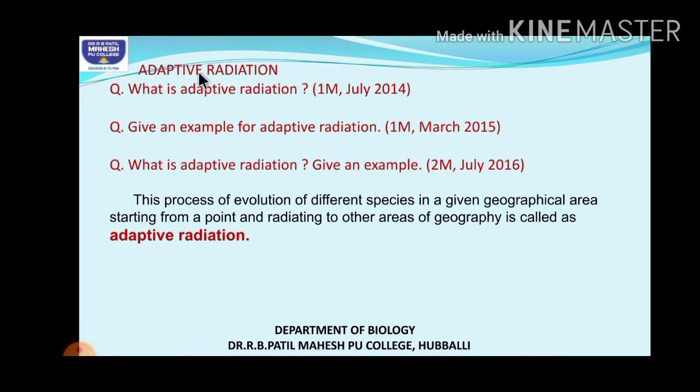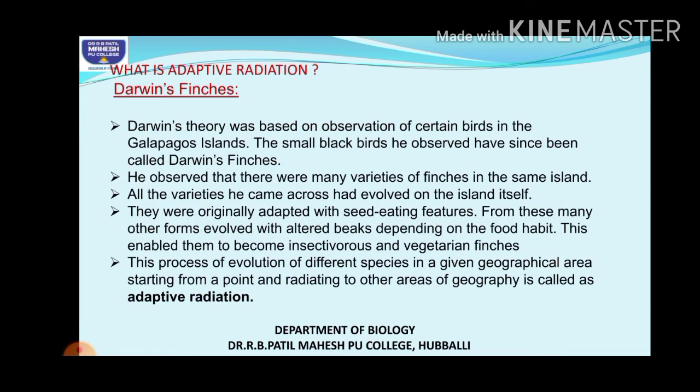So what is adaptive radiation? Always write the definitions from the NCERT textbook only. It is the process of evolution of different species in a given geographical area, starting from a point and radiating to other areas of geography, is called adaptive radiation. This is the definition which is mentioned in your textbook.